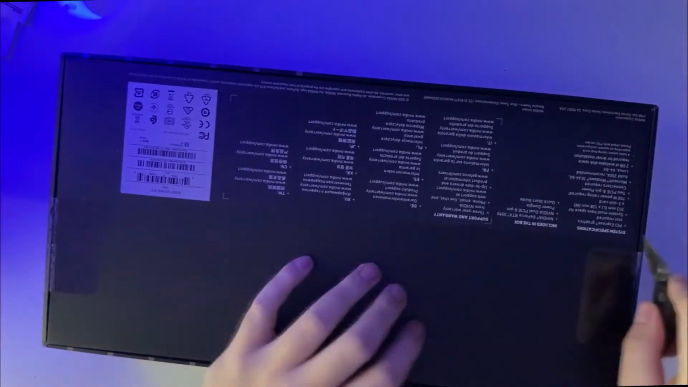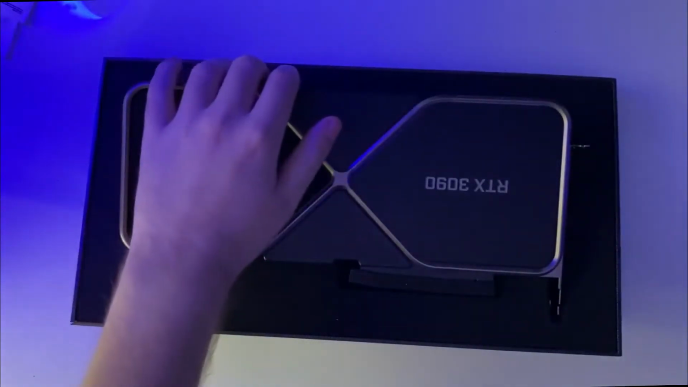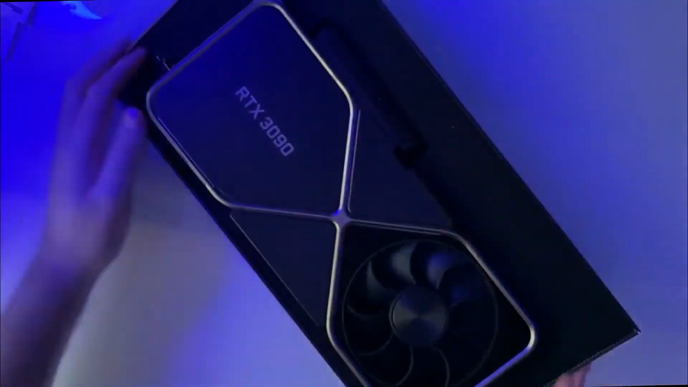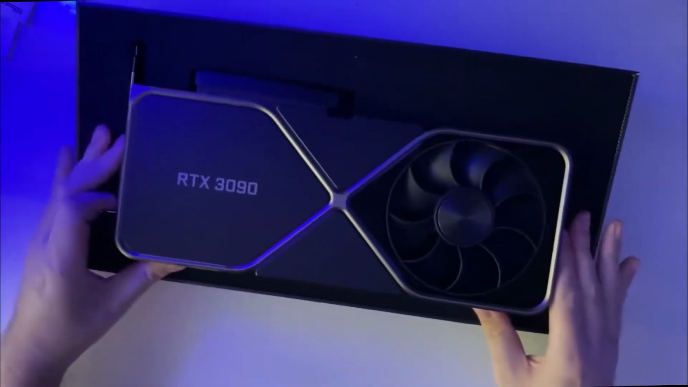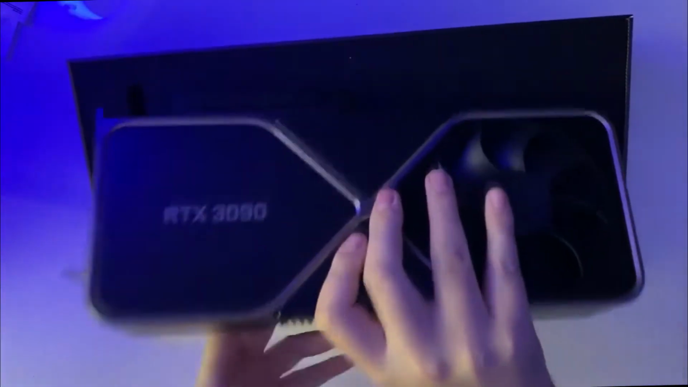And here we go. Time to cut the seals. This was sealed, guys. And now the seals are cut. And now, oh my gosh. Okay, guys. That bad boy is so big. Oh my god. Hang on, guys, one second. This is a 3090.